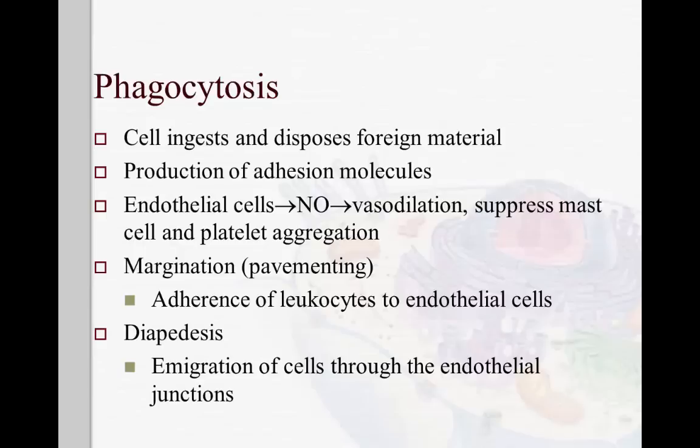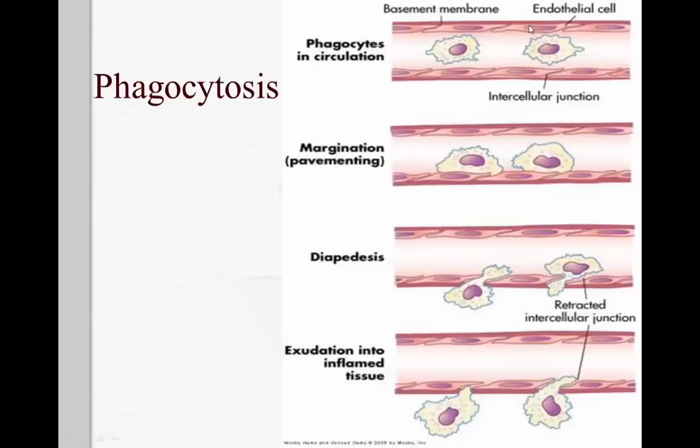Because the leukocytes cannot act by themselves in the area of the lymph nodes, they have to leave the bloodstream and migrate to the area of inflammation. And they do this by several processes, which are called margination and pavementing. So first, this is the leukocyte in the capillary. They need to adhere to the walls of the capillary. This is the process called margination or pavementing.